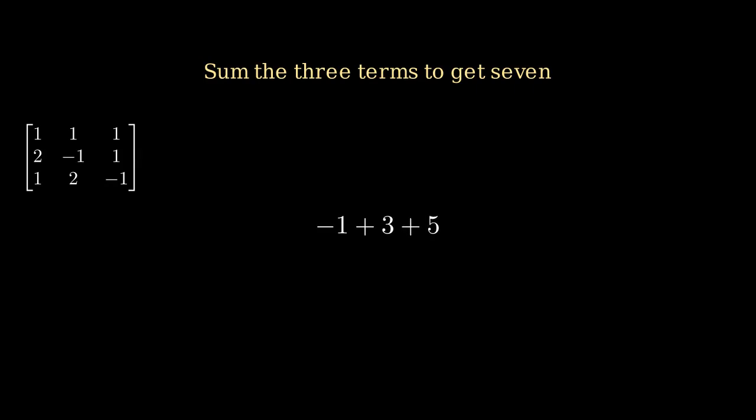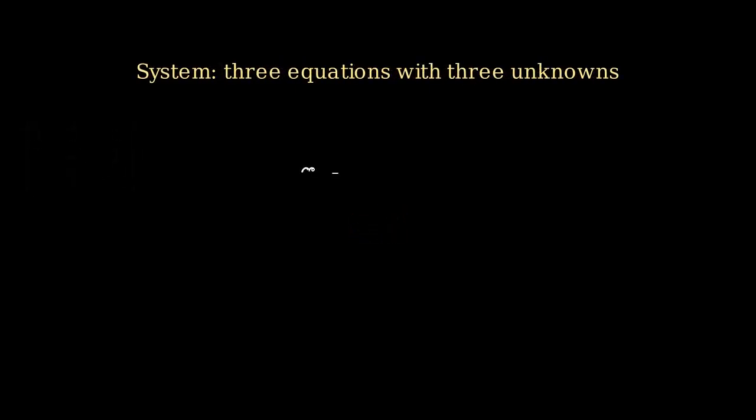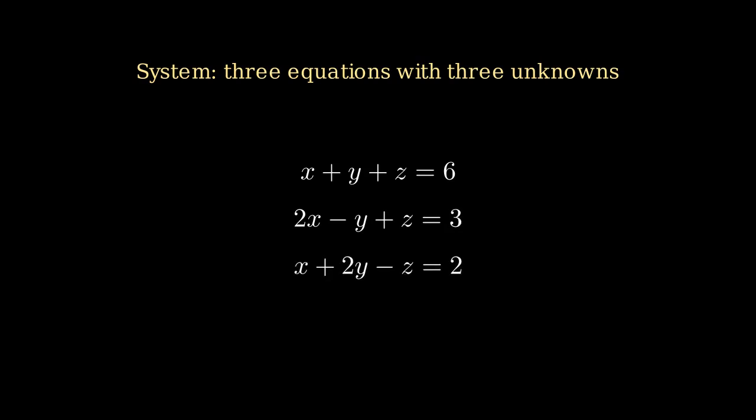Adding the 3 terms together, negative 1 plus 3 plus 5, gives a determinant of 7 for the 3 by 3 matrix. Now let's use this determinant to solve 3 equations in 3 unknowns. Our equations are x plus y plus z equals 6, 2x minus y plus z equals 3, and x plus 2y minus z equals 2.